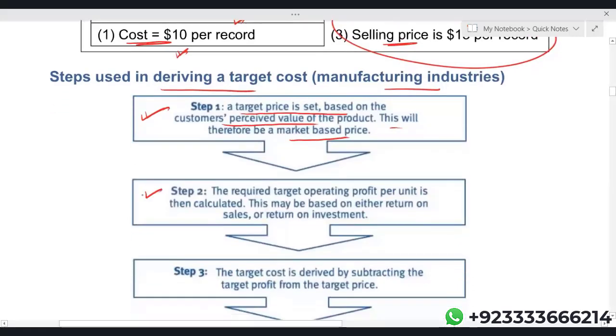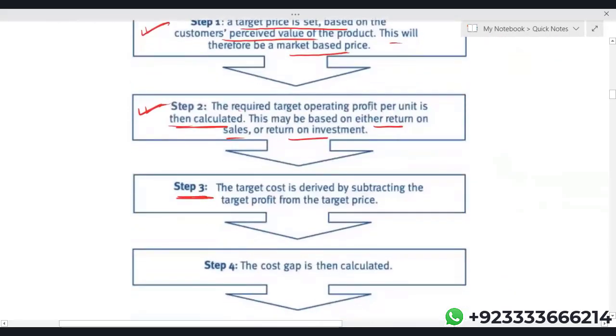Step two, the required target operating profit per unit is then calculated. How much operating profit do you need? This may be based on either a return on sales or a return on investment. But the very important point is that you need to decide the required target profit. Step two, decide the required target profit. Step three, the target cost is derived by subtracting the target profit from the target price. Step three, we get the target cost. Step four, we get the cost gap.